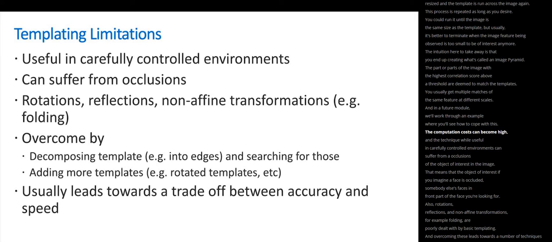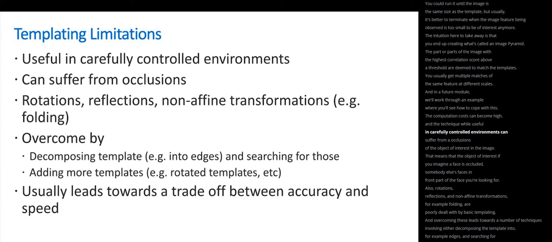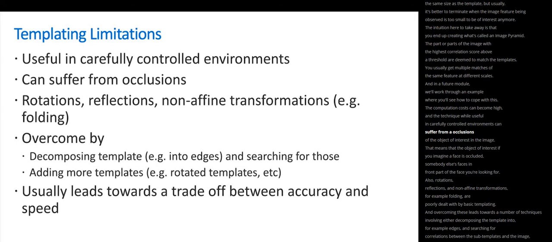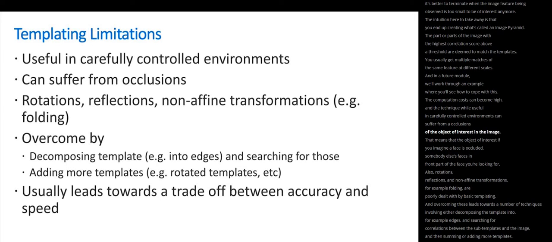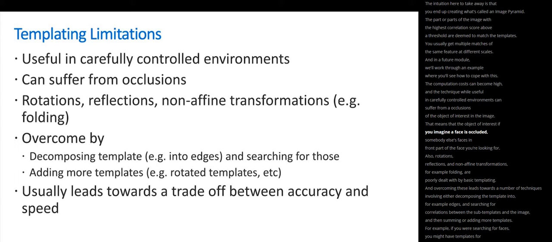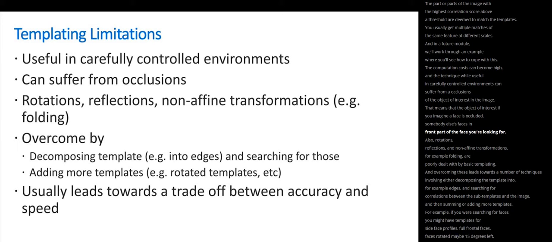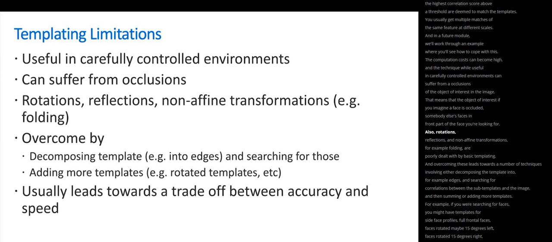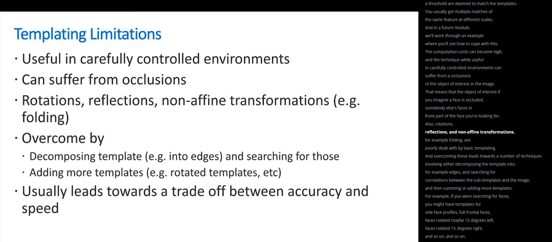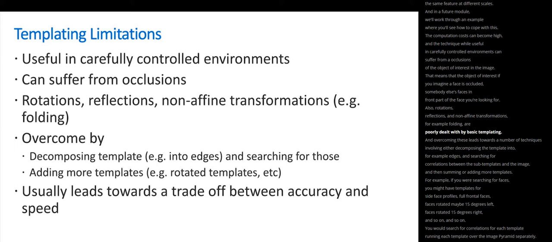The computation costs can become high, and the technique, while useful in carefully controlled environments, can suffer from occlusions of the object of interest in the image. That means that the object of interest, if you imagine a face, is occluded. Somebody else's face is in front of part of the face you're looking for. Also, rotations, reflections, and non-affine transformations, for example folding, are poorly dealt with by basic templating.